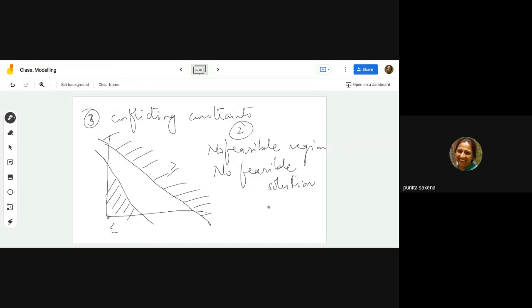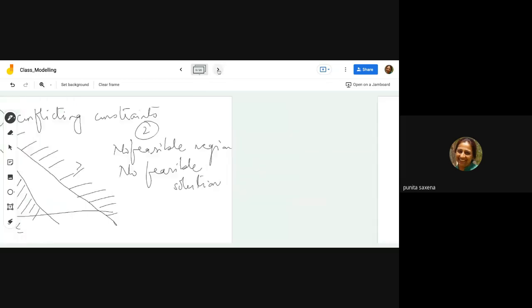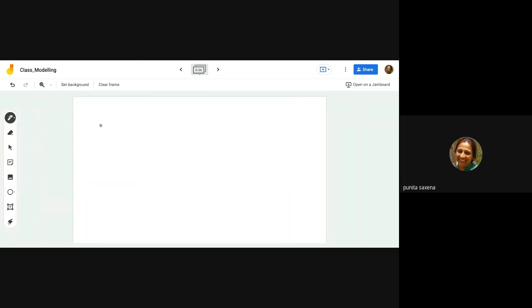Is this clear? Then you might end up with a problem. I'm just giving you various options, you have to conclude there. Okay. You might end up with a problem in which, say, supposing like this is one constraint, right?